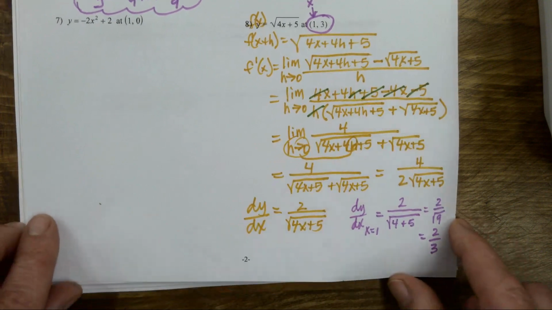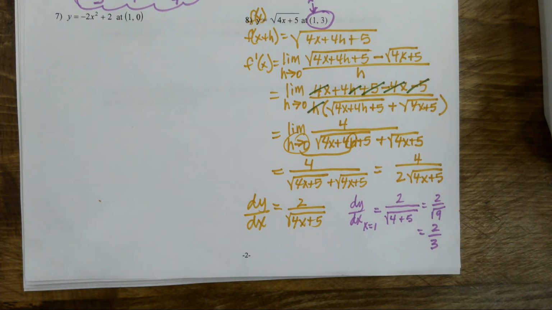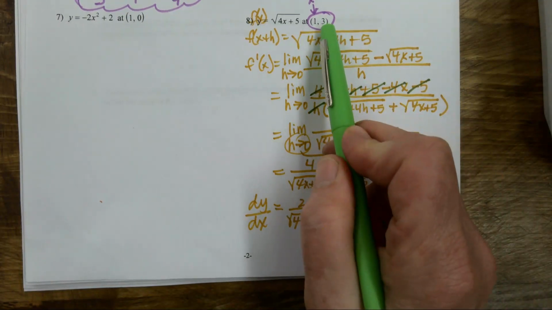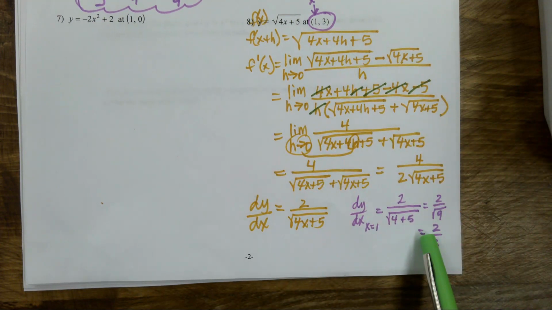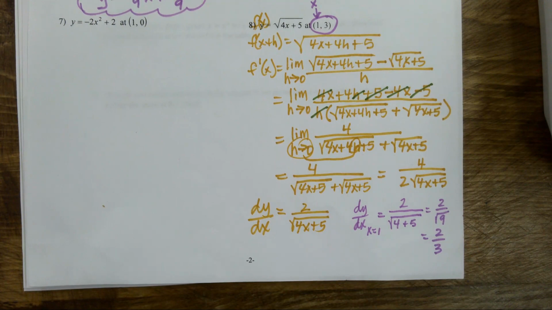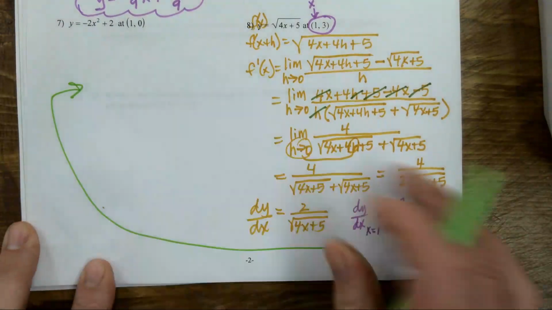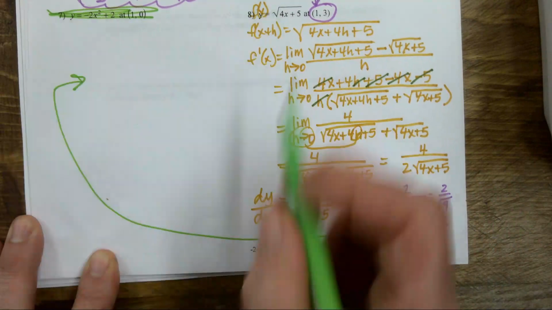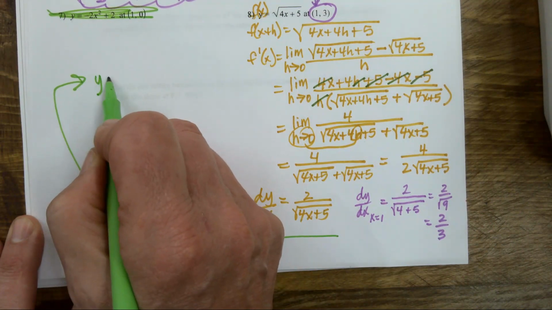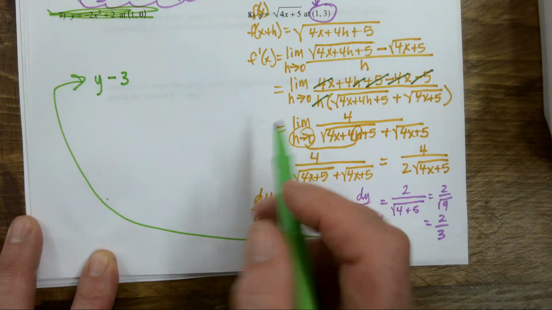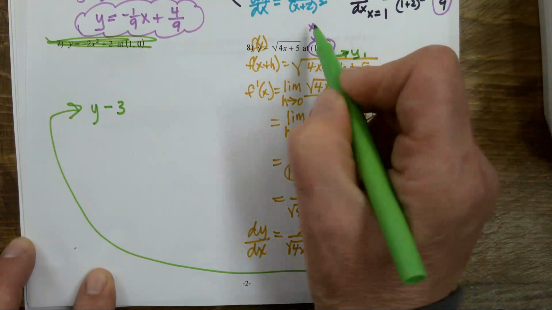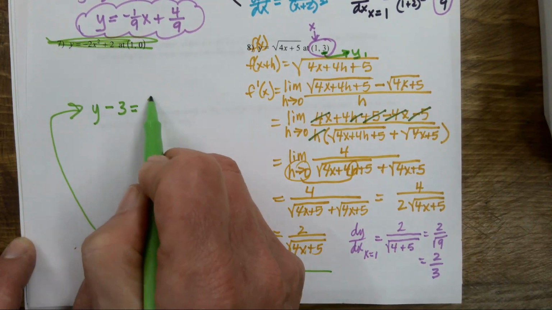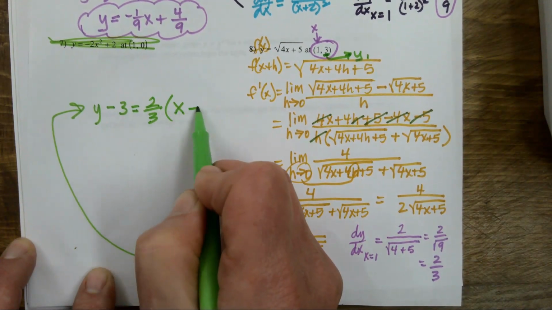All right, so now I've got the information that I need. I need a point. Check. I need a slope. Check. I put it together in my line. I'm going to bring it over here. This is not for this problem. It is y minus y1. That's this guy. That's y1. It's my x1. Equals my slope times x minus x1.